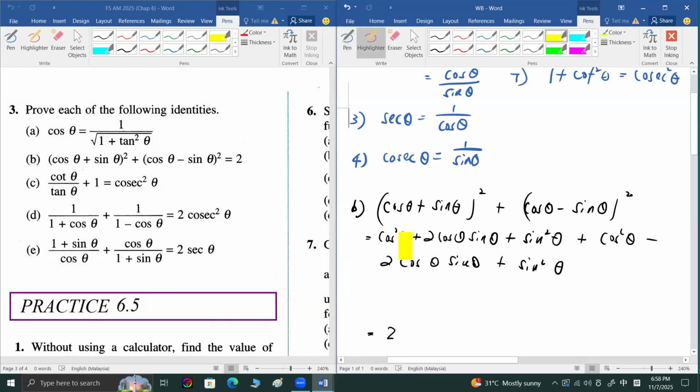Okay, so class, you see that cos square plus sine square is 1. Get that? Yeah, cos square plus sine square is 1. The yellow one, 1 plus 1 is 2. And here, can you see, plus 2 sine theta cos theta minus 2 sine theta cos theta means eliminated. So here 1 and here 1. Okay, then maybe you can write one more step: 1 plus 1, then we got 2. Then proven, okay?